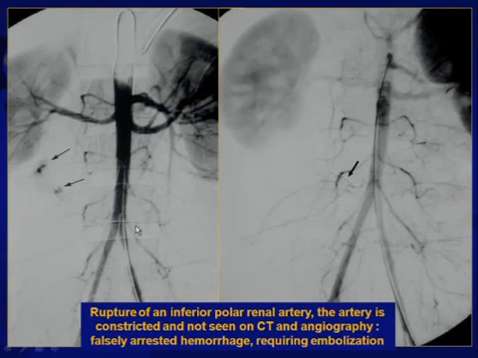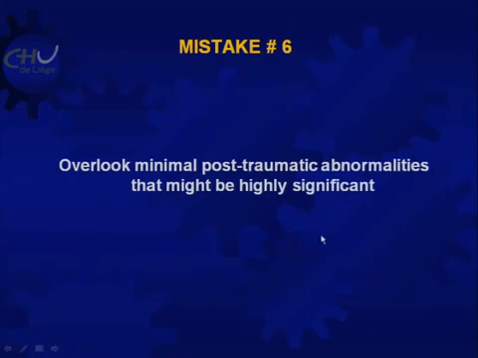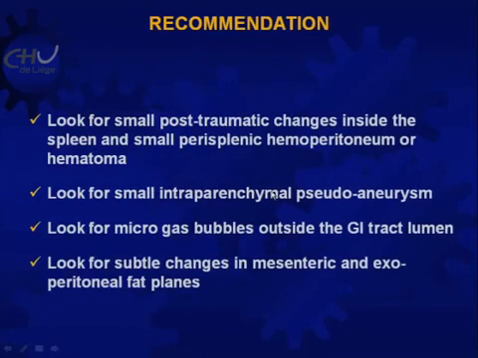The principal ones: overlook minimal post-traumatic abnormalities that might be highly significant. So what would I say? I would say you have to look very closely at the spleen. The spleen and the pancreas are never your friends. They are always enemies. Pancreatic disease is always complicated. Splenic trauma, you can never predict if a splenic injury will rupture, yes or no. So you have to be prepared, and you have to pick up any subtle changes in the spleen.